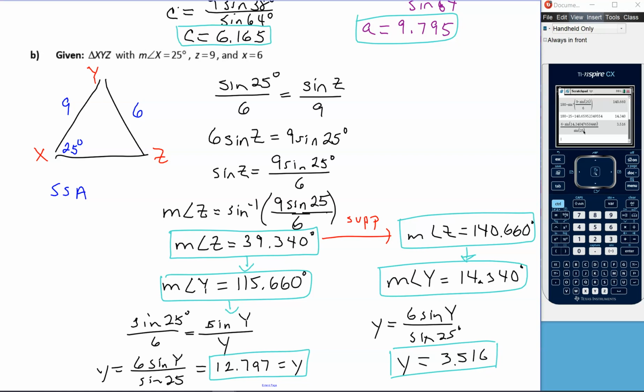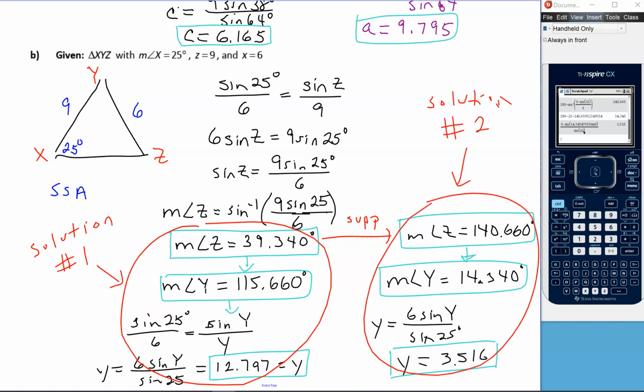Now it's important to realize that the group of measures on the left represent the first solution, and the group of measures on the right represent the second solution. When you're doing an SSA case, we're always going to start with that first angle and then let the other measures be found using it. Notice that the two angle Y's are not supplements of each other, only the two angle Z's.